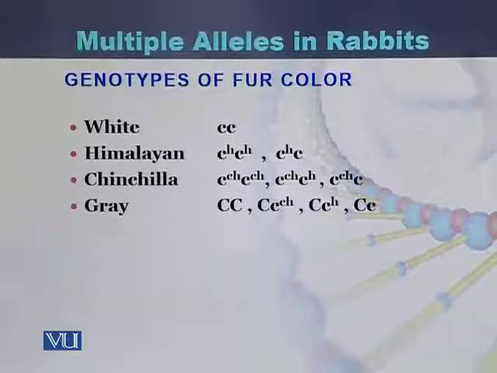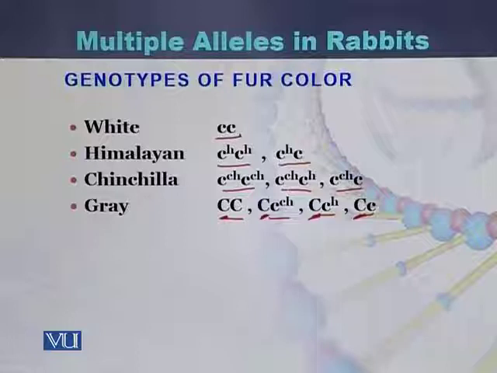If there are 4 different alleles, then 10 different genotypes will be produced. White will be when the allele is C and it is in homozygous form. Himalayan will be when there is the H or the C allele. Chinchilla will have 3 different genotypes, while the gray will have 4 different genotypes. So there are 10 different genotypes. Gray is when there is the capital or dominant allele. C is the dominant allele. When there is a C dominant allele, the color of the rabbit will be gray.